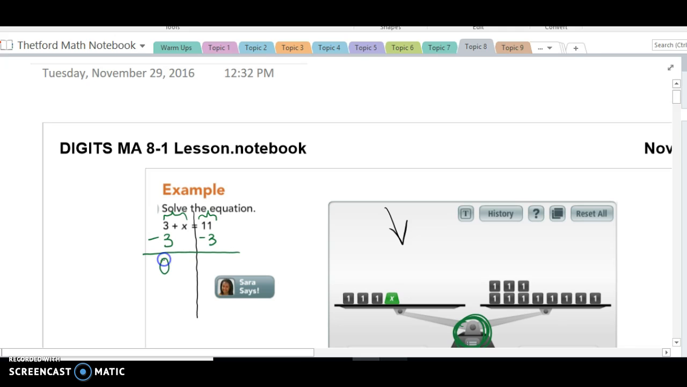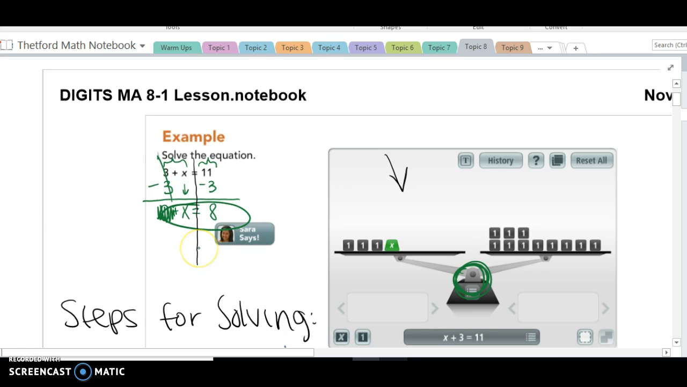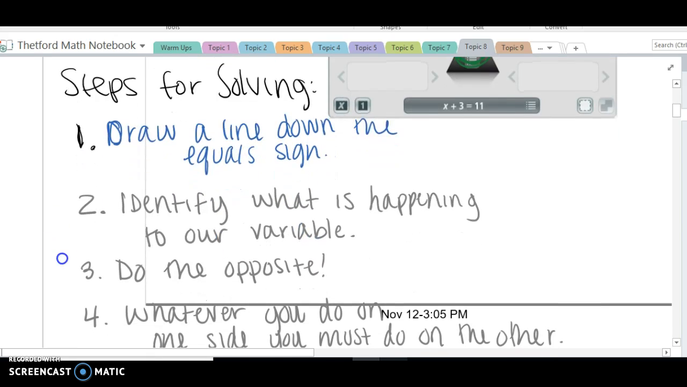3 minus 3 gives us 0. Then we bring down what we didn't use. 11 minus 3 gives us 8. Whenever we have a 0, we don't even have to write that part because they canceled each other out. You'll see me throughout the video put a line through it, and that's because the two cancel. That's why we use the inverse property. So now we know that x equals 8. To make this equation balanced, 3 plus 8 gives us 11.